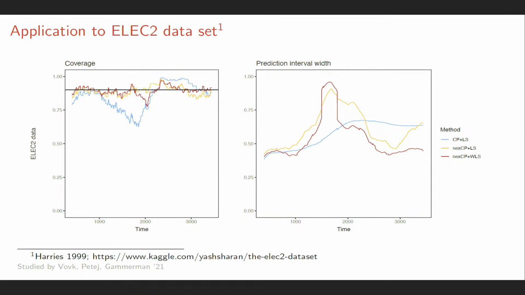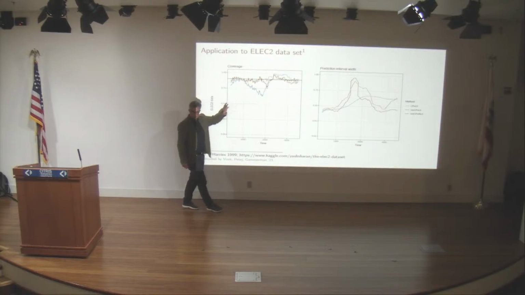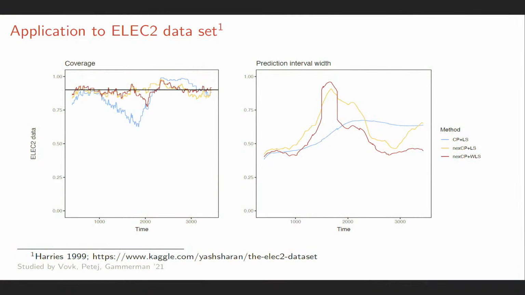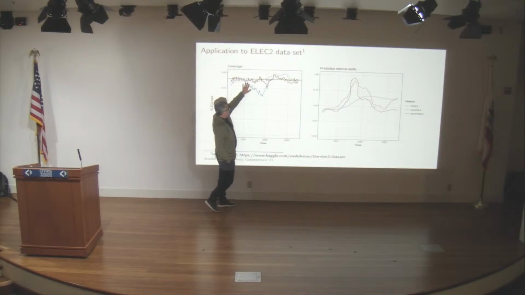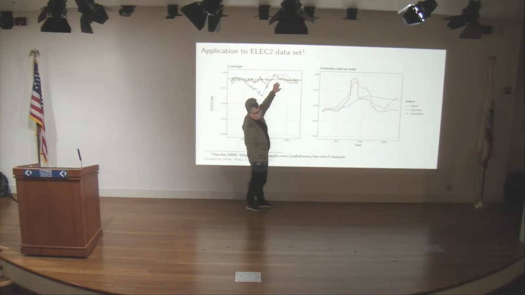So this is a real data set that was actually analyzed by Vladimir in a nice paper. This is the amount of electricity that is being exchanged between two provinces in Australia. And so you want to predict the next exchange, and this exchange happens every 30 minutes. You have the blue curve, the coverage of the naive prediction interval. And then you have the yellow and red curves, which use this sort of weighted conformal prediction algorithm. One is treating the data points symmetrically, and that's the yellow curve. And the other is treating the data points non-symmetrically, and that's the red curve.